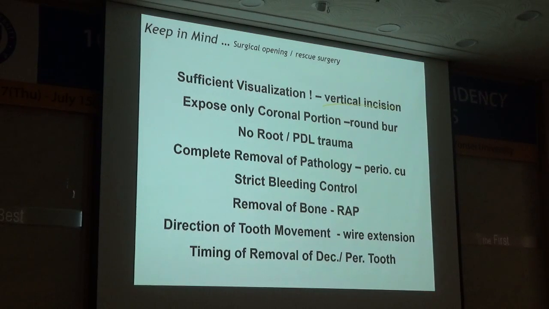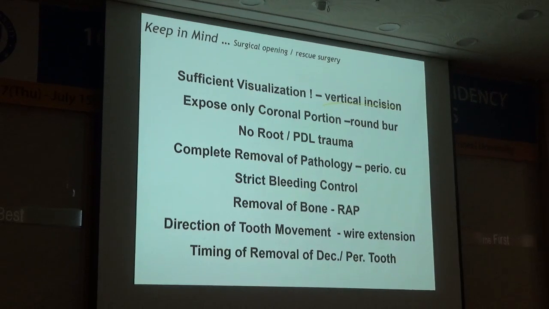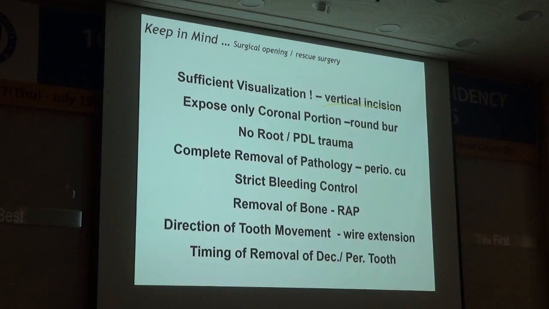and then it may not be good for the prognosis. And when you meet some pathologic thing, such as a cyst or tumor around the infected tooth, you have to remove that kind of pathology at the surgical procedure. And the most important thing is this one. The orthodontic appliance should be attached firmly, so strict bleeding control is very important.